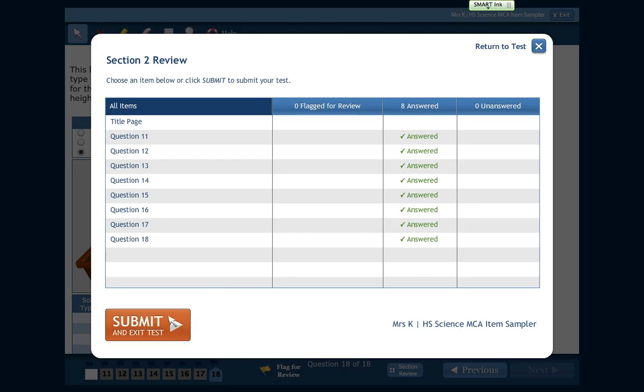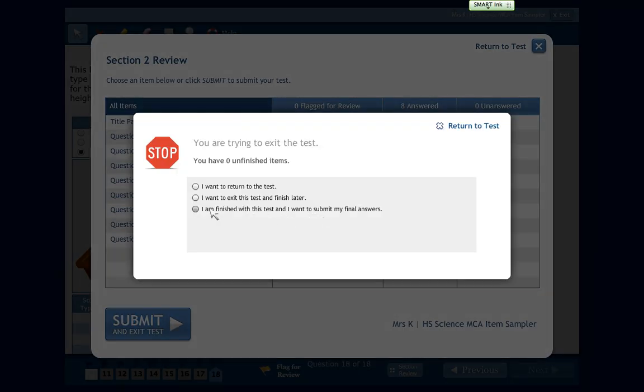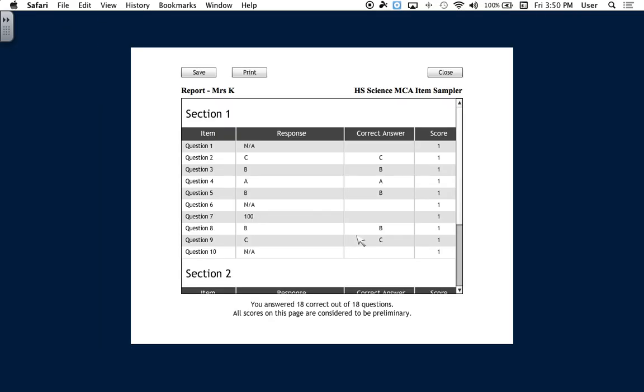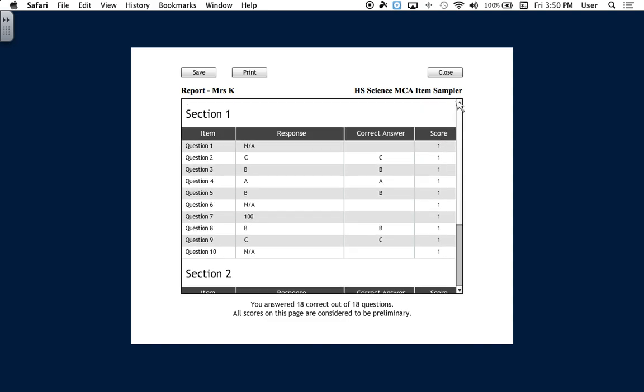After you're done here, submit and exit test. I'm finished and I want to submit my final answers. And you can see that I got them all right, 18 out of 18 correct, and the actual MCA Science test will be longer than that. Remember to take your time, read through each question, cross off things you don't know. Most of it should just make logical sense.